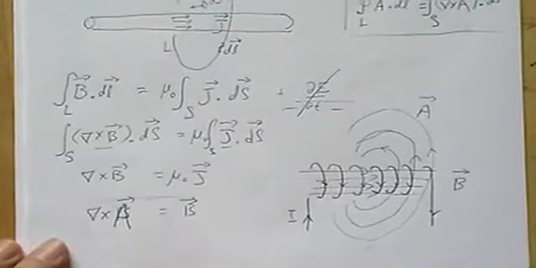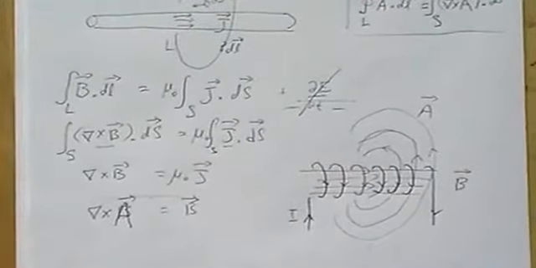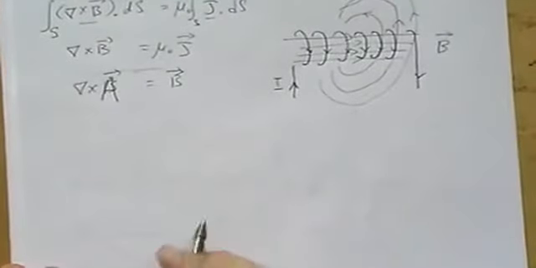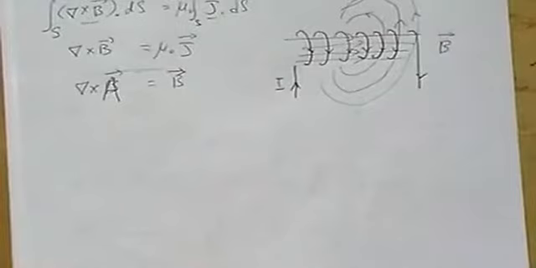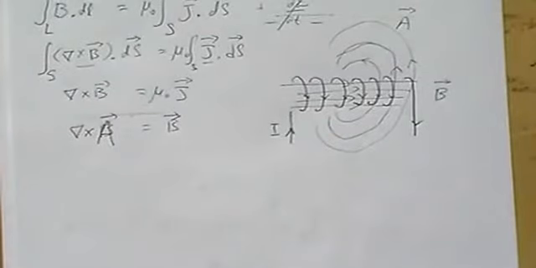So we have just visualized the vector potential for a specific example. So in the next part, I'm going to show that the vector potential can actually be understood as a momentum of the electromagnetic field.